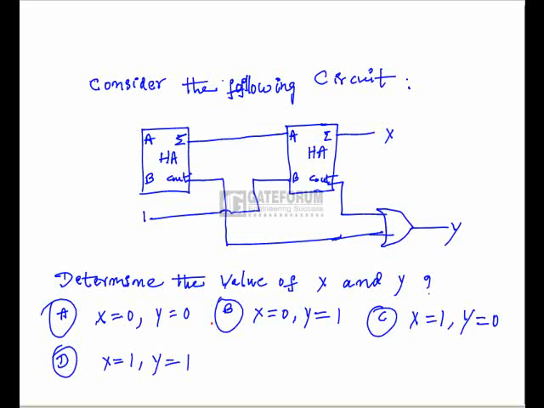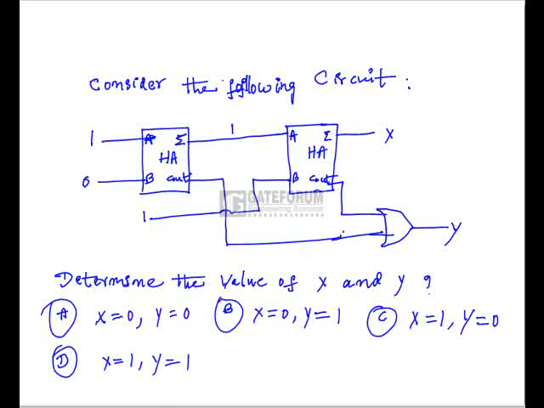Consider the following circuit. The circuit contains two half adders, the first one and the second one. For the first half adder, the input A is 1, input B is 0. The function of a half adder is to add 2 binary bits, and then sum and carry will be there. Sum is nothing but sigma, C out is the carry. So for 1 plus 0, the sum will be 1, carry will be 0. So from the first half adder, 1 will be the sum output, and there is no carry, that's why it will be 0.